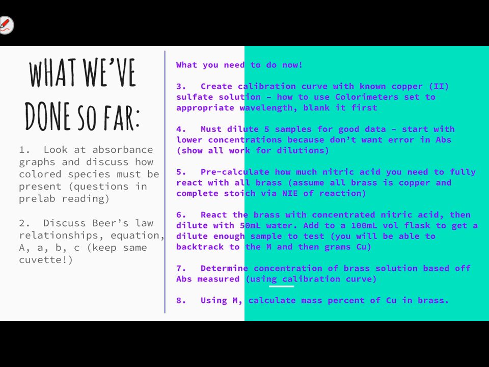Because concentration is molarity, right? Molarity is moles per liter. If you don't have a volume to work with, it gets very difficult to figure out what you're actually working with. So everyone's going to have a standard 100 milliliter volumetric flask. After you figure out your absorbance, you're going to plot it on your calibration curve, and you'll figure out the molarity, the mass, and the mass percent.